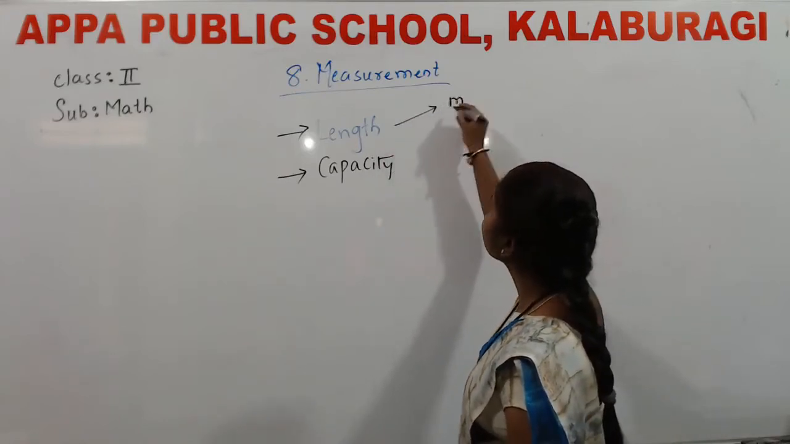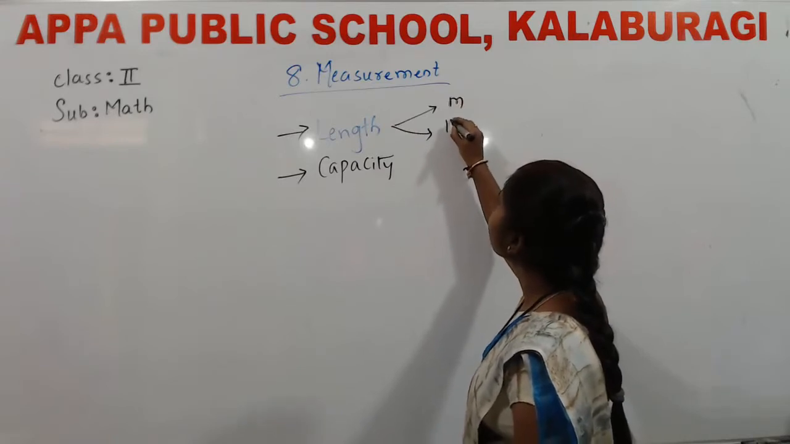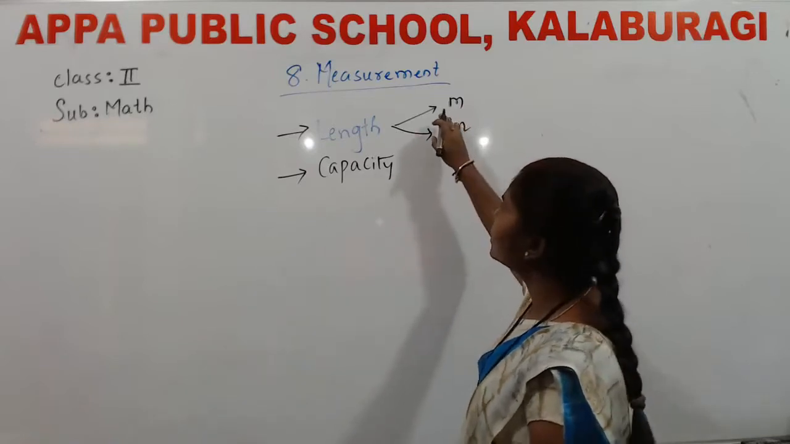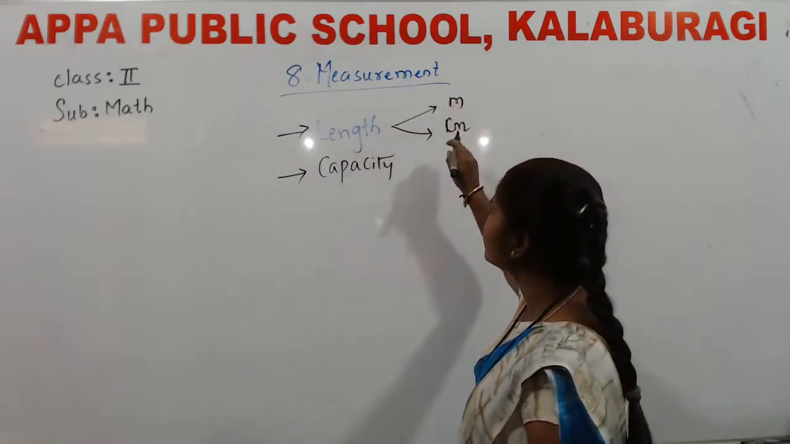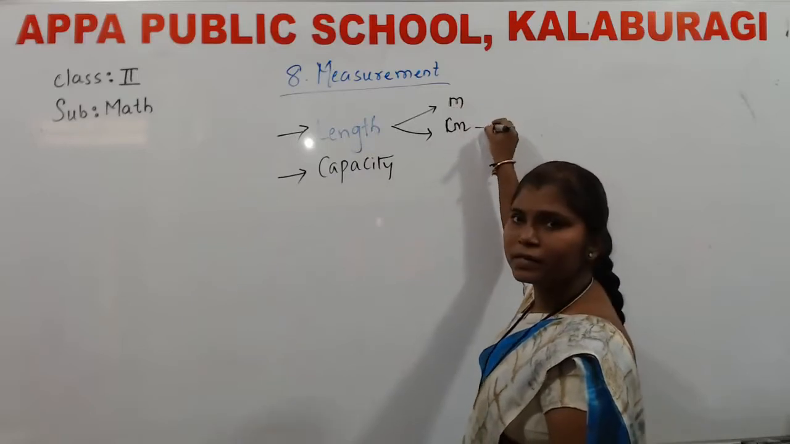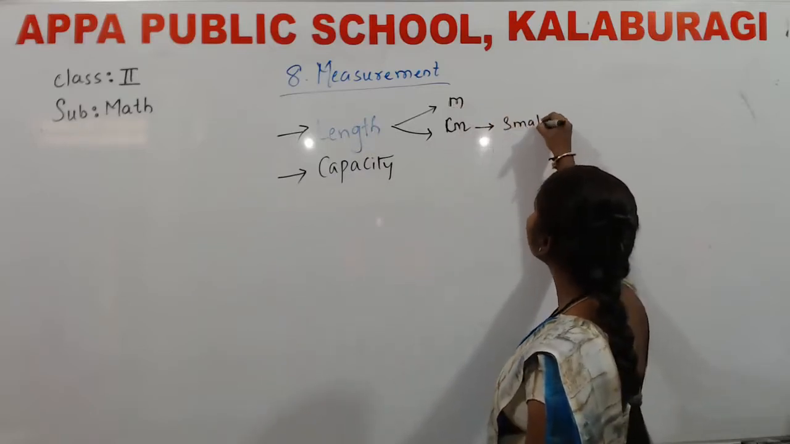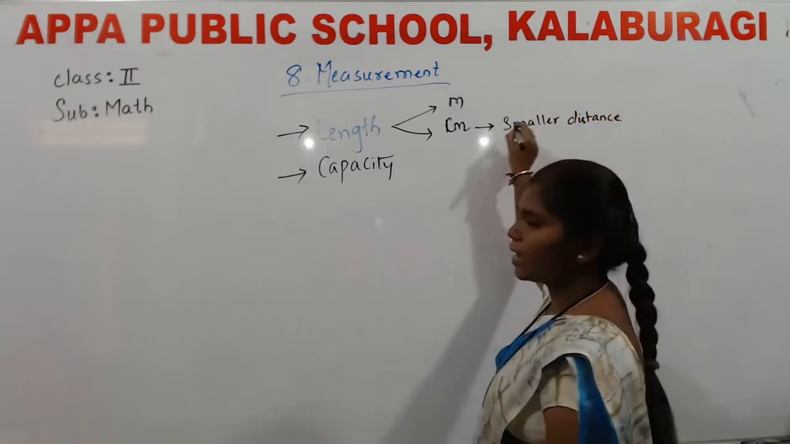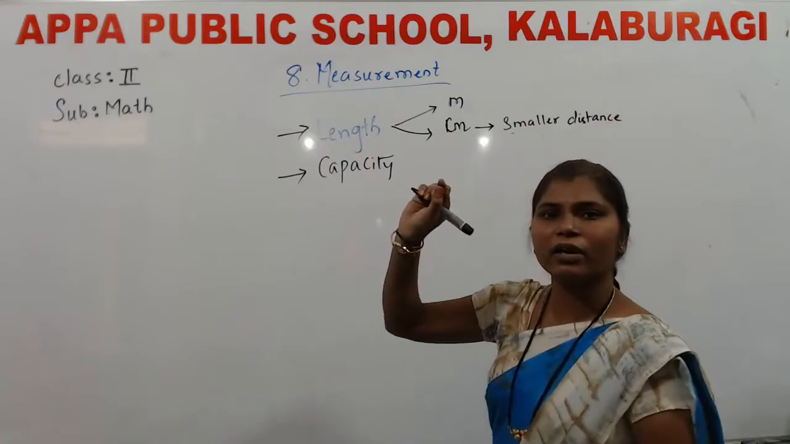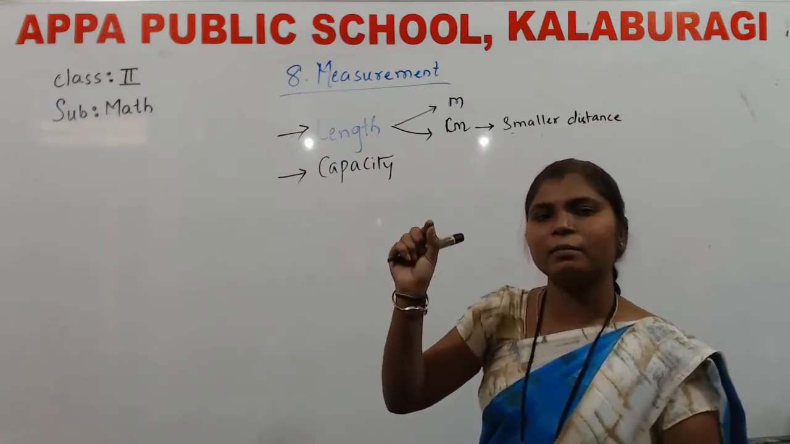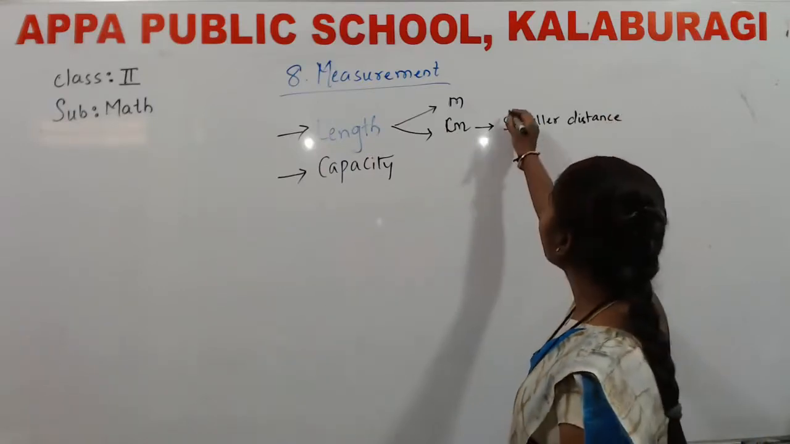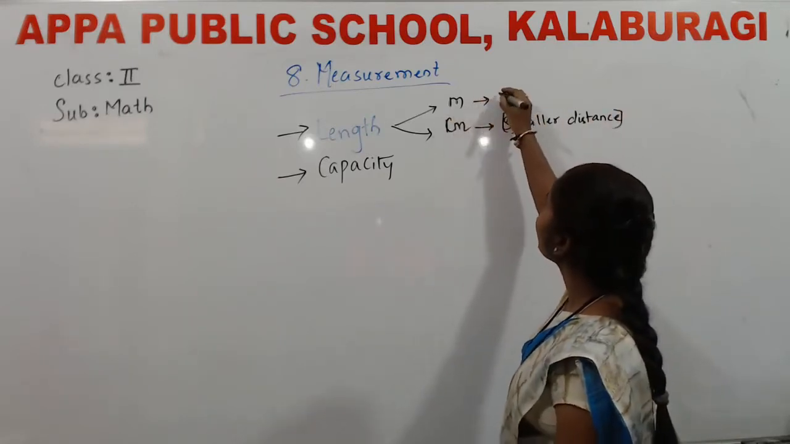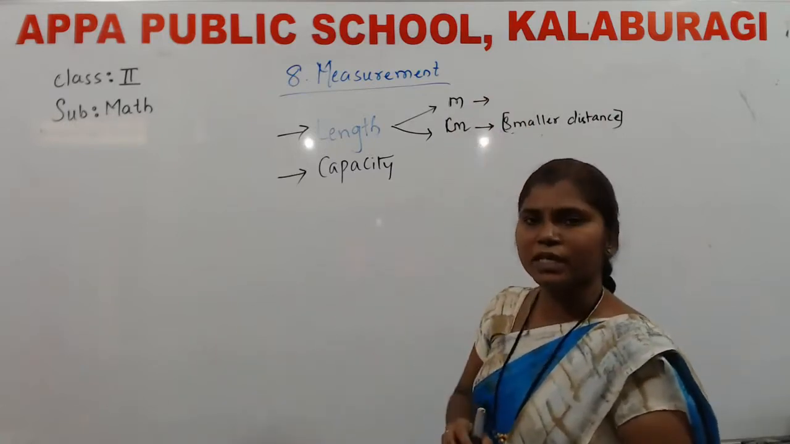The standard units for measuring length are meters as well as centimeters. This centimeter is nothing but a smaller distance, or you can say it is the width of your finger, or you can even take it as a very small distance. Meters are measured in terms of distance.